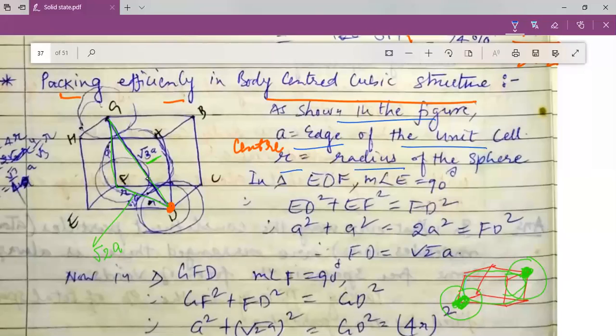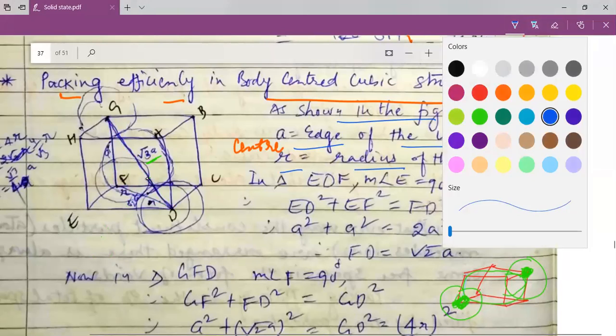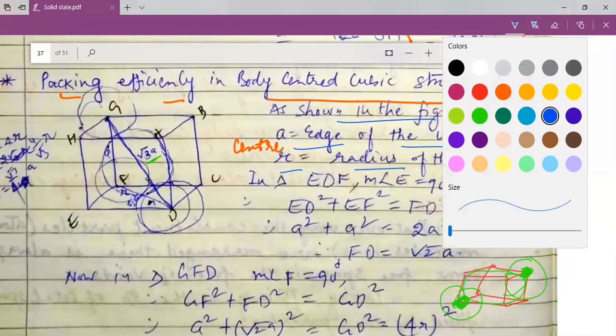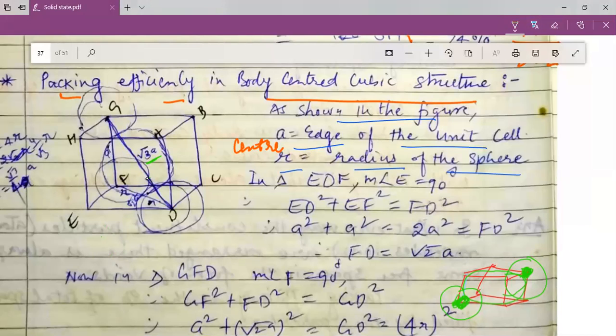A is equal to the edge of the unit cell. R is equal to the radius of the sphere. Now, my dear students, if you look into this particular region or this particular line, what you realize is that there is a center over here. This center is the center of the unit cell which is present at the body center. So this is one radius.